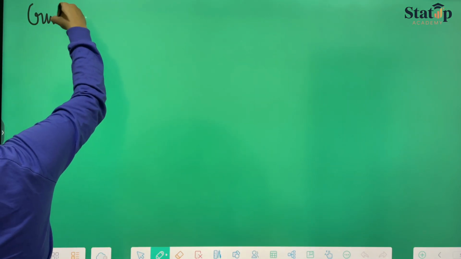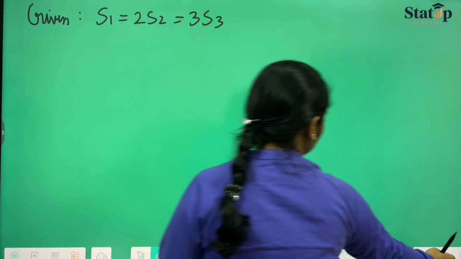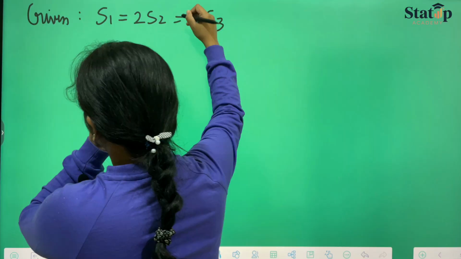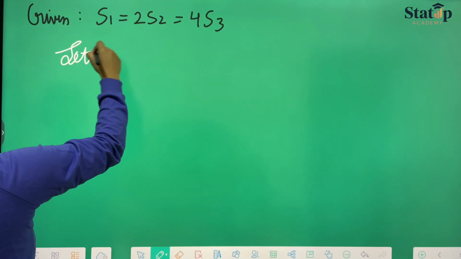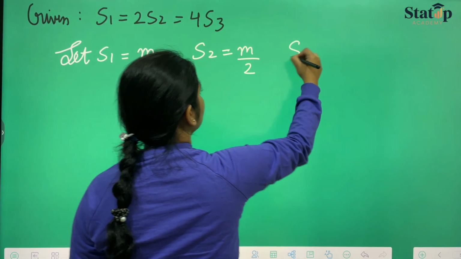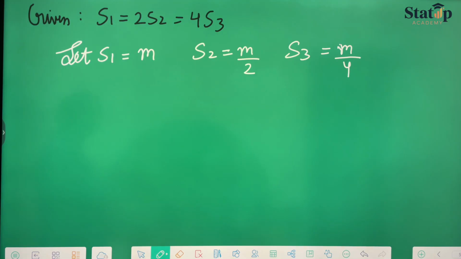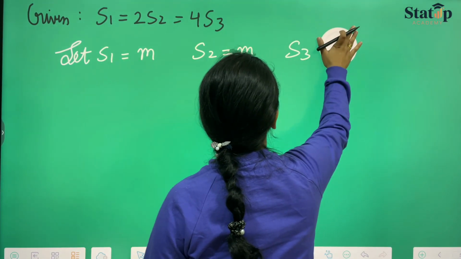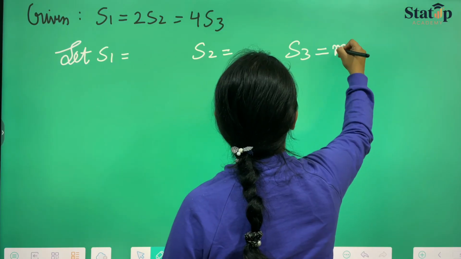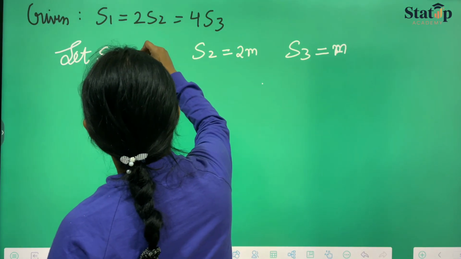Now we can also suppose that we have been given S1 is equal to 2S2 is equal to 4S3. So we can suppose here, let S1 is equal to M, S2 is equal to M by 2, and S3 is equal to M by 4. These are the three terms. S3 is equal to M, S2 will be equal to 2M, and S1 will be equal to 4M.